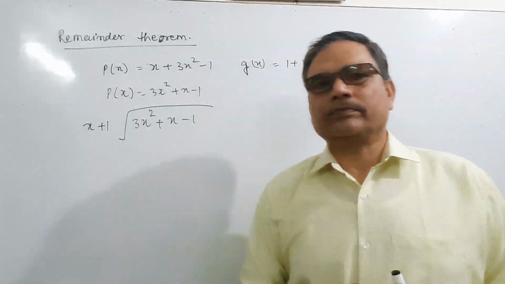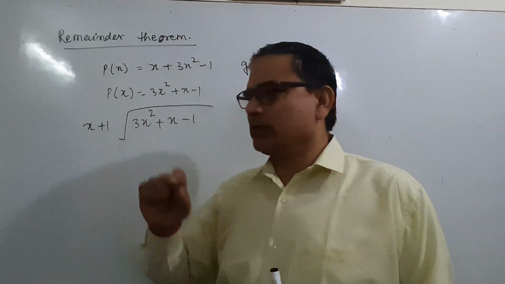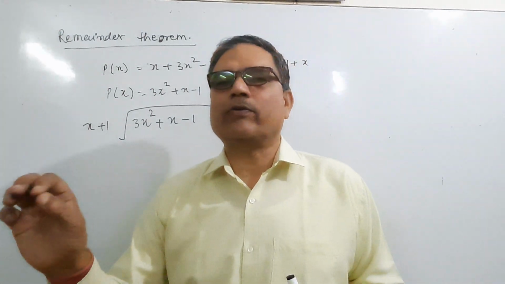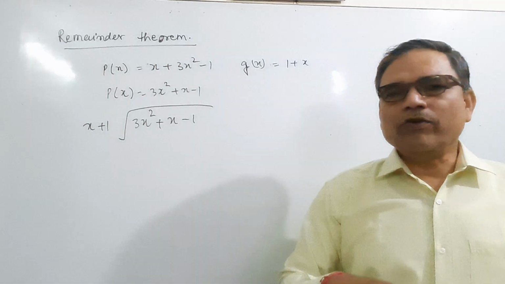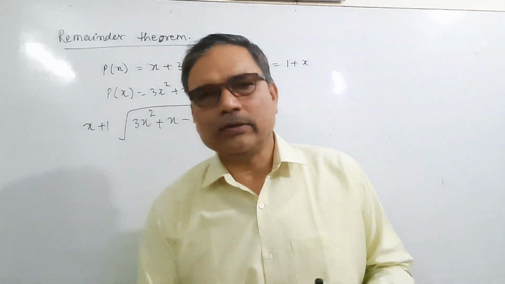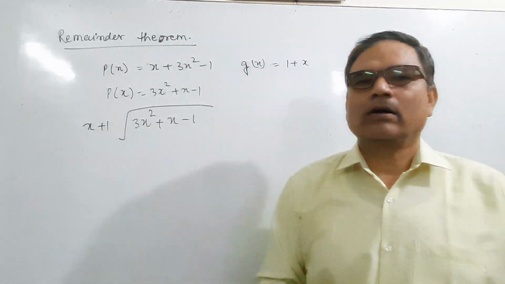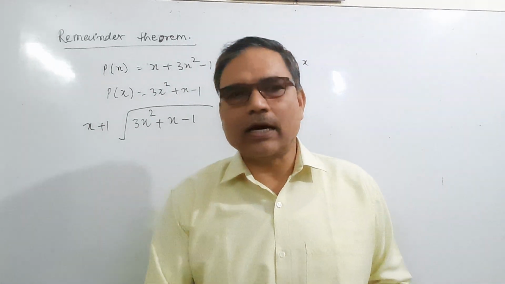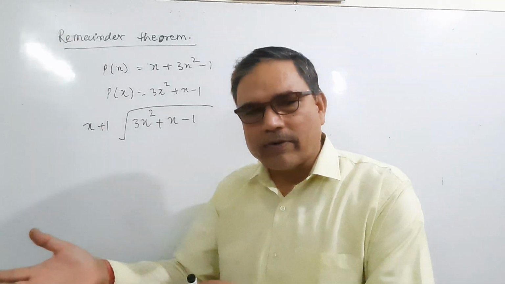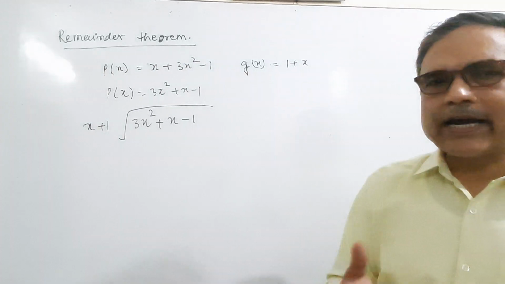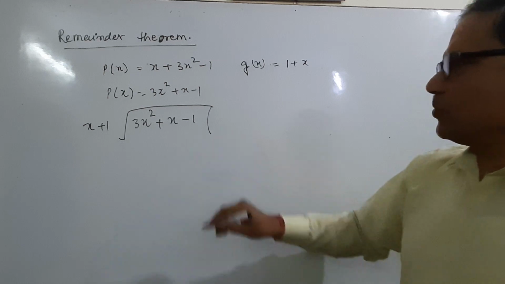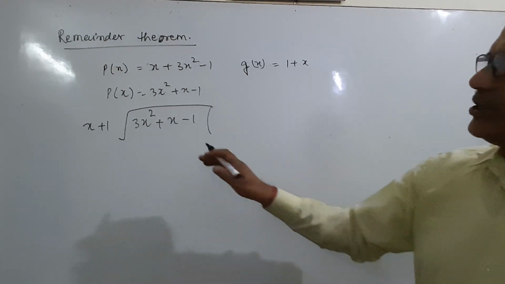And second, g(x) not equal to 0. Here g(x) is x plus 1, that means it is not equal to 0. And now we will obtain two other polynomials. Can you tell me which are the other two polynomials? One is q(x) and the other is r(x). What is the value of q(x) and what is the value of r(x)? We will check it and also find the remainder. And first, it is standard form.